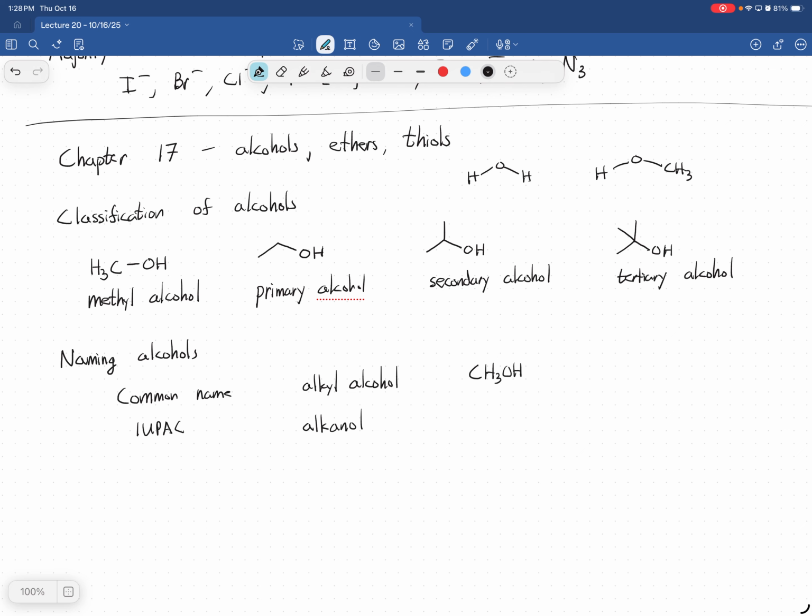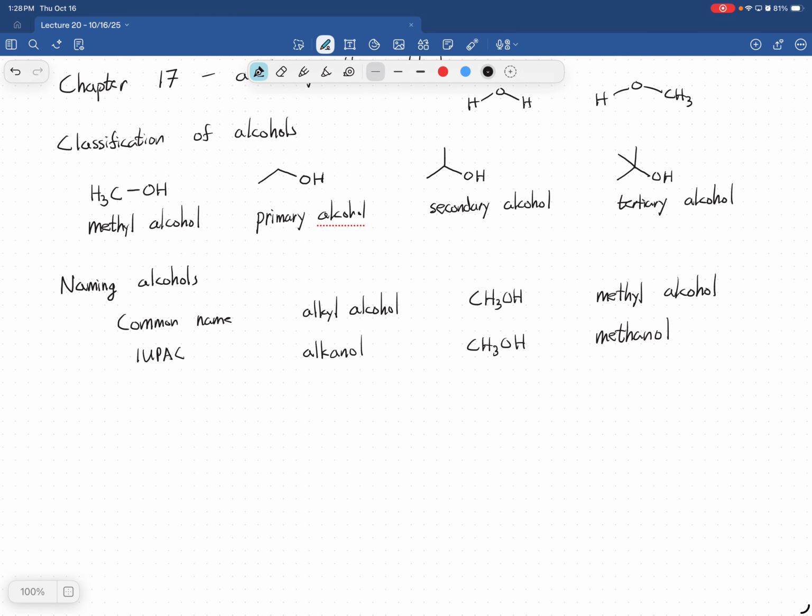All right, so let's do an example. CH3OH, methyl alcohol. But here, CH3OH, in the IUPAC name, we would call it methanol, like that. Okay. So what if we have a longer chain than that? Well, it becomes a little complicated.